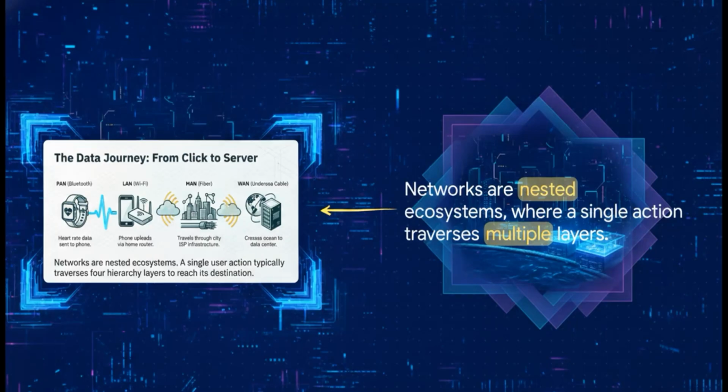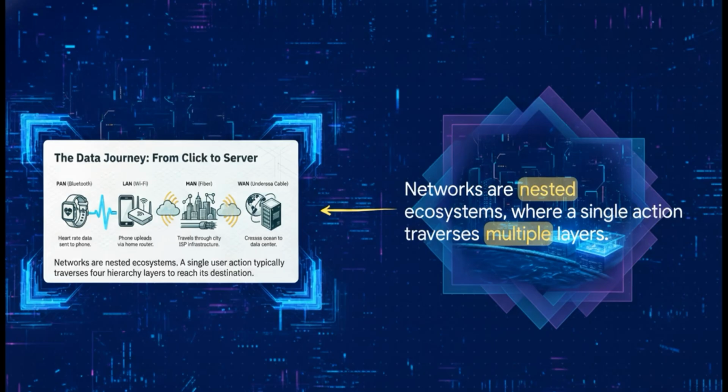Okay, here's the whole journey. First, your heart rate data travels from your watch to your phone using Bluetooth. That's the PAN. Then, your phone uploads it through your home Wi-Fi router. That's your LAN. From there, it travels through your city's ISP infrastructure. That's the MAN. And finally, it hits the global internet, maybe crossing an ocean on an undersea fiber cable to reach a data center. And that's the WAN. One tap, 4 different networks.